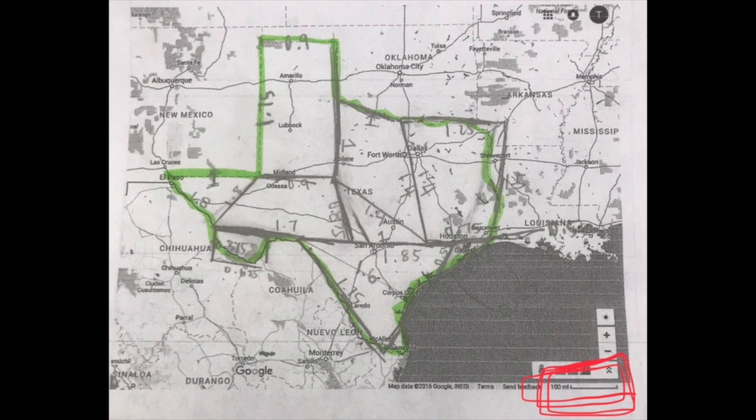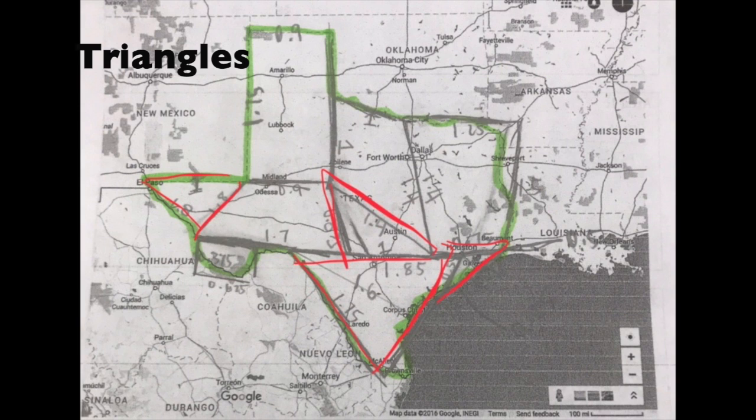First, we measured the length of 100 miles with our ruler in inches, which was 1/2 of an inch. This meant that 1/2 is to 100, which we can now use in our proportions. We created 4 triangles in the shape of Texas.